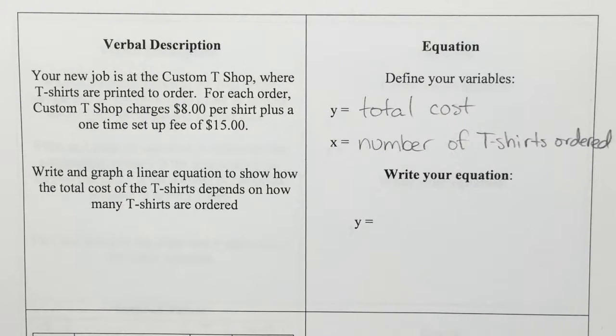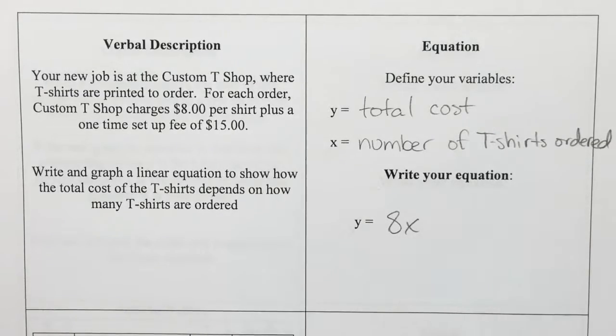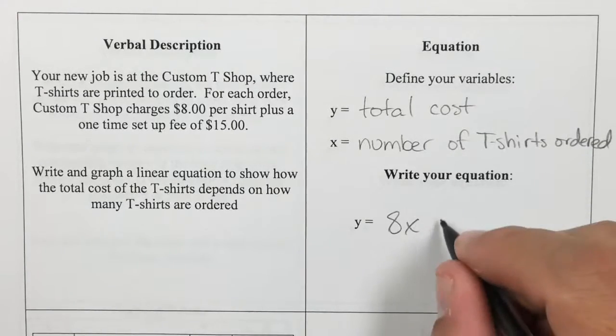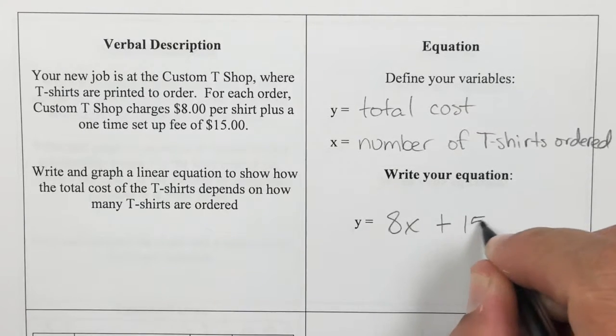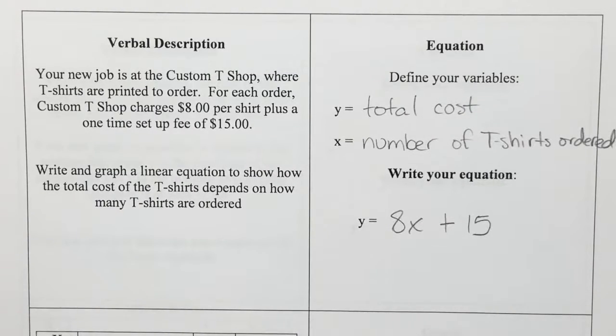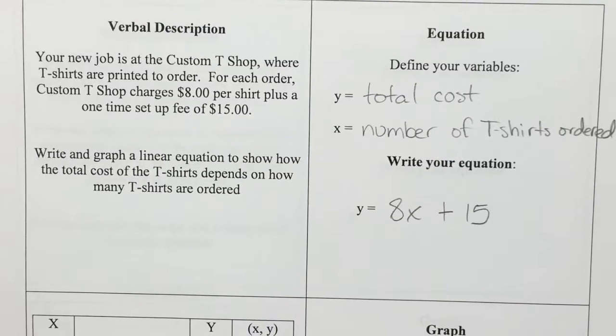Number of t-shirts ordered. Now we got to write an equation. We got Y equals, what is the charge per shirt? And that's going to be 8. So 8 times the number of t-shirts plus the one-time setup fee. You got to pay this fee just to get it set up. And that's 15. Okay? So we've got our Y, we've got our X, and then we write our equation based off the verbal description. Again, we're going to come down here, and we're going to make our table of values. Okay?